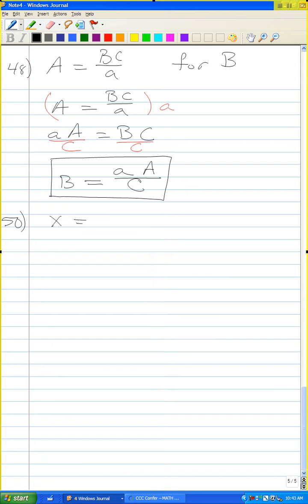X equals capital Y over capital Z plus little a. You want to solve for capital Z. And so, in this case, I'll multiply both sides of my equation by the least common denominator, capital Z plus little a.